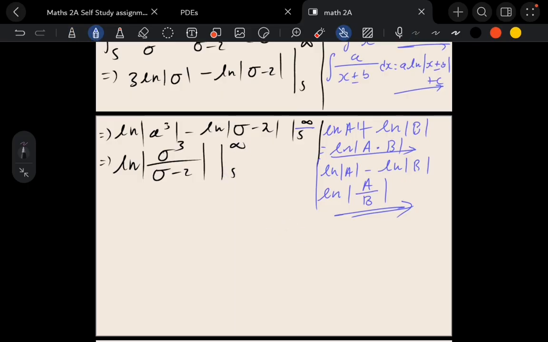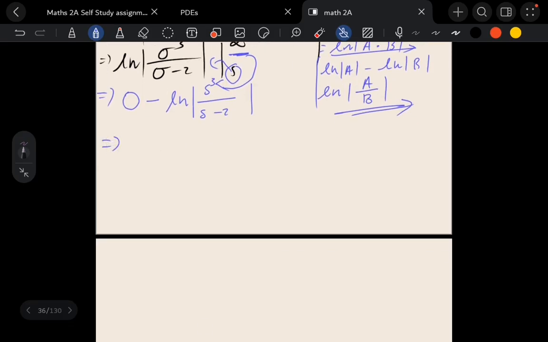By the way, when you substitute this infinity in here, that entire thing will become 0. So I'm going to have here 0 minus, when you substitute this s here, the ln of s cubed divided by s minus 2. So your final answer in this problem is going to be ln of s minus 2 divided by s cubed. The reason you have swapped it is because of this negative outside.